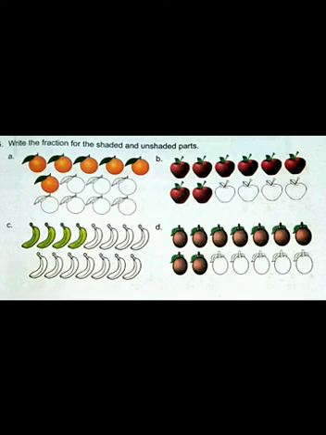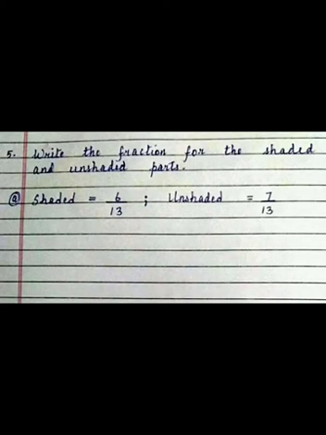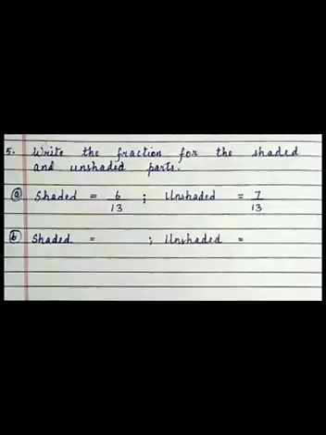Then count the number of the unshaded parts. 1, 2, 3, 4, 5, 6, 7. So the fraction for the unshaded parts will be 7 by 13. We will write the answer like this. The shaded is equal to 6 by 13. Semicolon. Unshaded is equal to 7 by 13. You don't need to draw a long line after each question. When you finish till question number D, you will draw a long line.